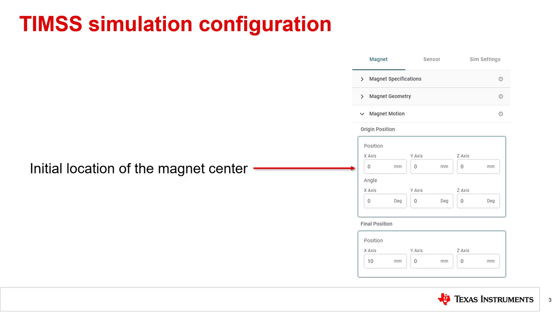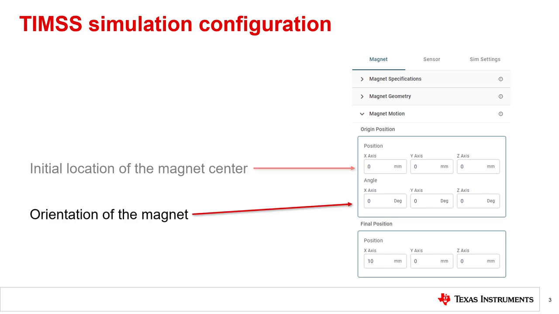Using the x-axis, y-axis, and z-axis inputs, it is possible to place the magnet anywhere in 3D space near the sensor. The second row within the origin position section will define the orientation of the magnet that it will keep throughout the simulated travel. Since the magnet is polarized in the z direction by default, it may be necessary to rotate about the x or y-axis to match the target alignment to the sensor. All rotations are carried out in XYZ order.